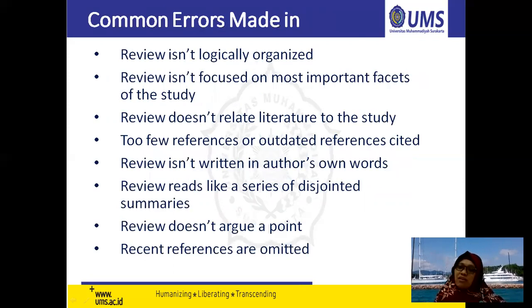Okay, these are common errors that we make in a literature review. The first, not logically organized. So it doesn't have a good flow to read. Not focusing on important facts. And not relating the literature review to our research. There is no relation, so you can omit it. There are many common errors that we make in a literature review.